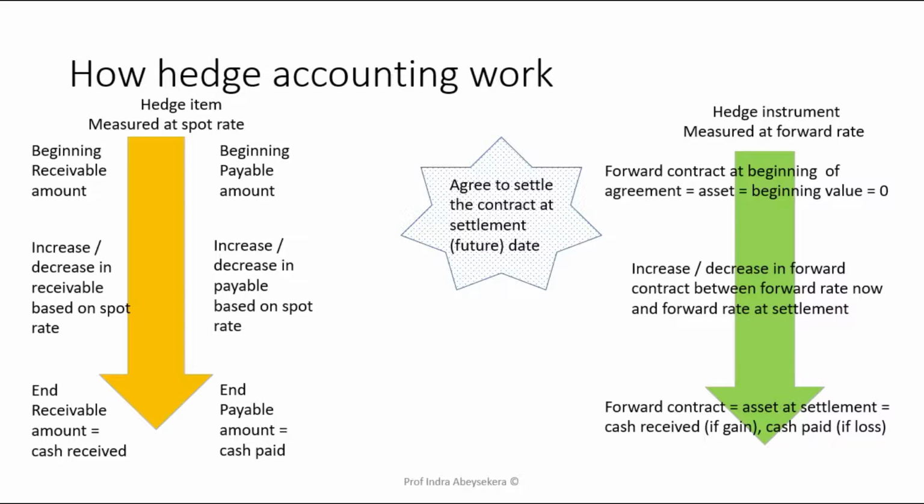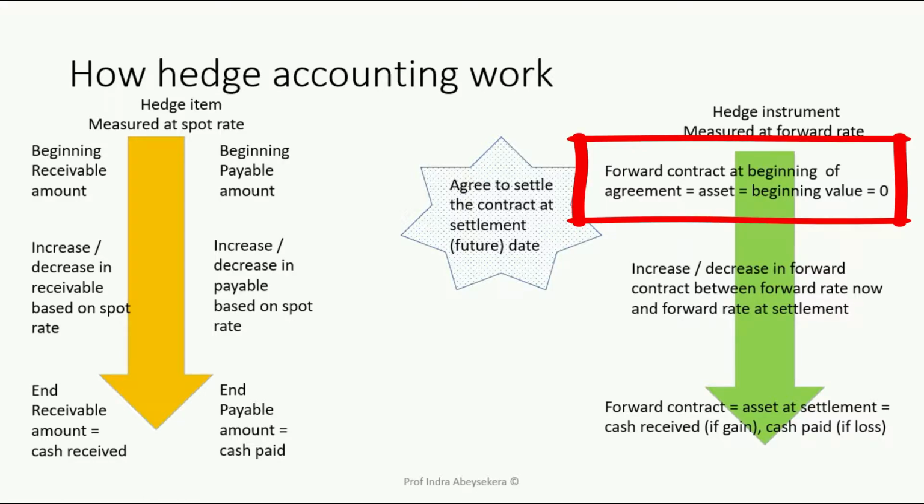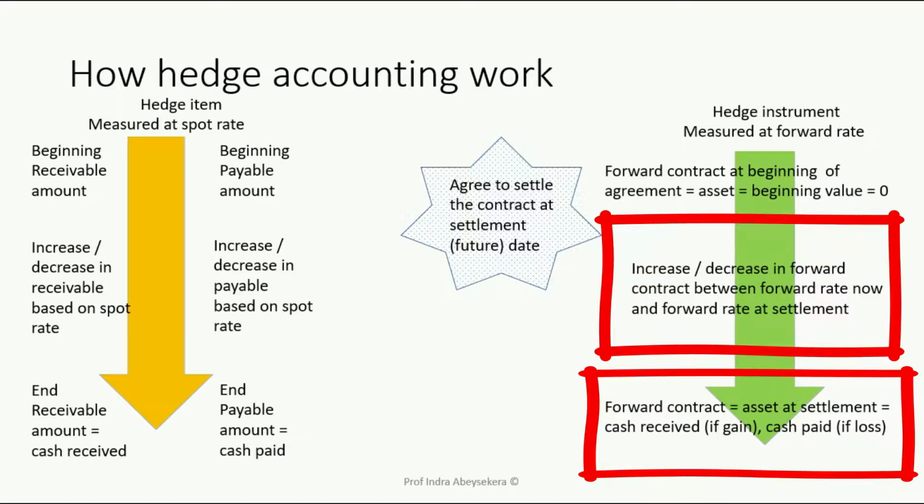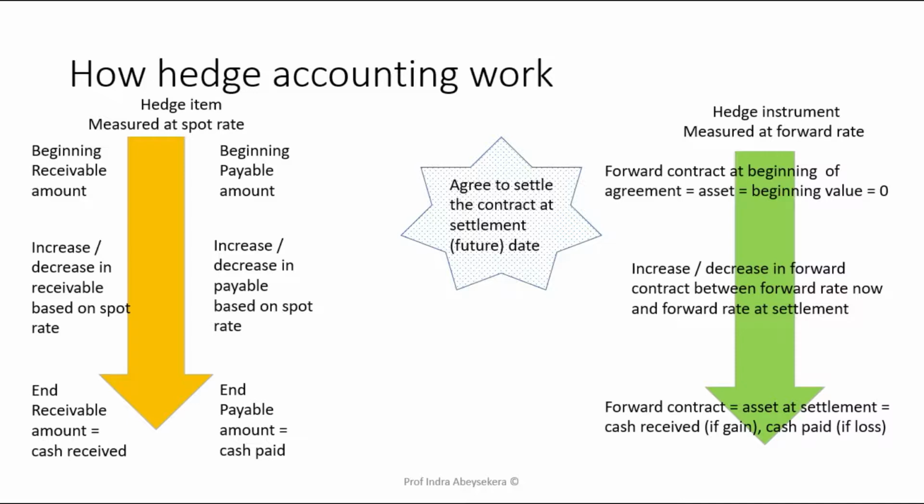For example, when we enter into the forward contract, at that time the value of the forward contract is zero because it's a future settlement date, a future contract to be settled. So right now, there's no value. But as time passes, the forward rate keeps changing, and the settlement rate is fixed because it's been pre-agreed. The difference between the forward rate at a given time versus the settlement rate will determine the change. That change could be a loss or a gain, but it's in relation to the forward rate.